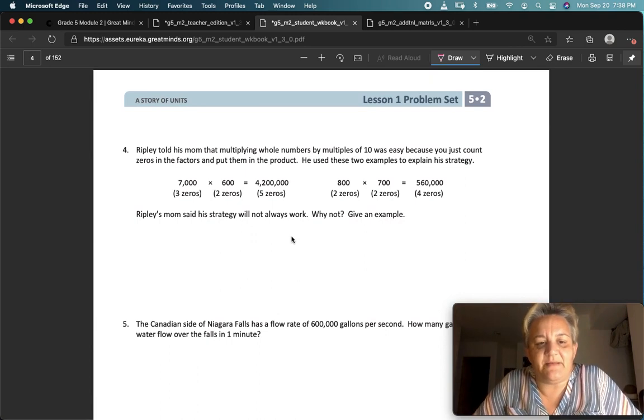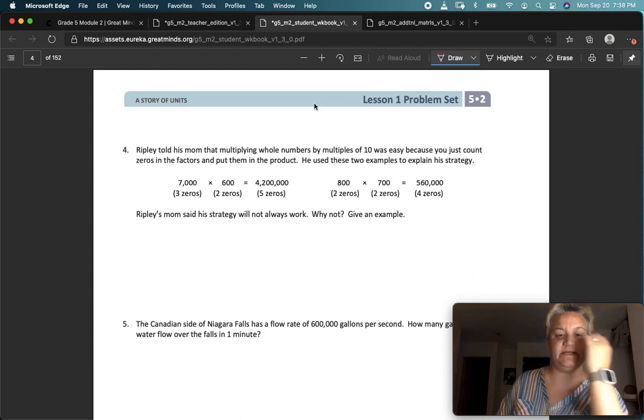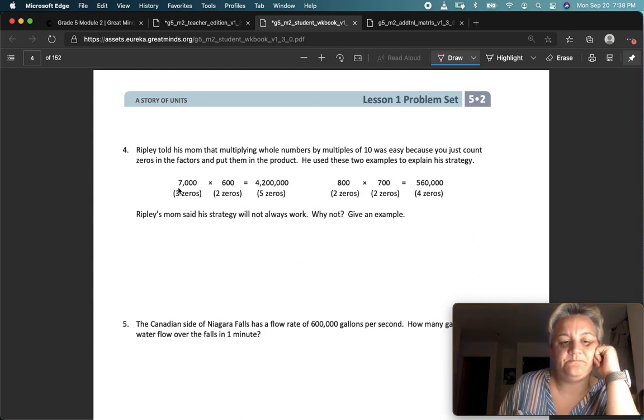Ripley told his mom that multiplying whole numbers by multiples of 10 was easy because you just count zeros in the factors and put them in the product. He used these 2 examples to explain his strategy. So here's what he did. He said 7 times 6 is 42, and then he counted 1, 2, 3, 4, 5. And that one worked, didn't it?